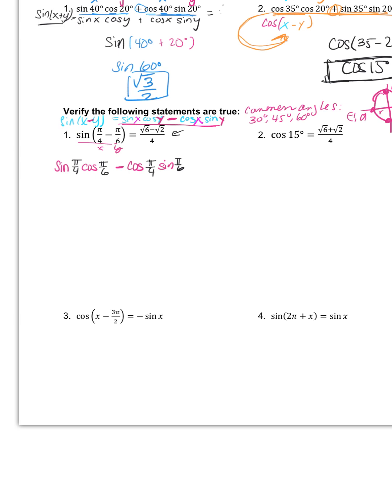So we'll just use our unit circle and determine what the values are of these. So the sine of pi over 4 is the square root of 2 over 2. That's this part right here. Times this one, cosine of pi over 6 is the square root of 3 over 2.